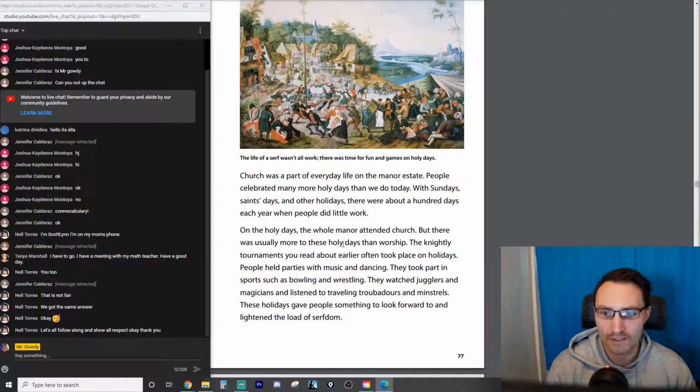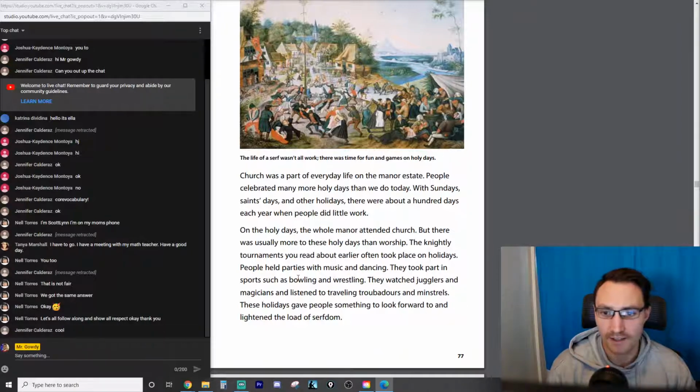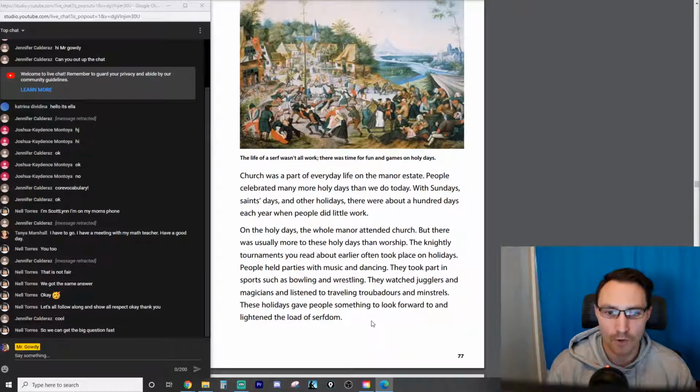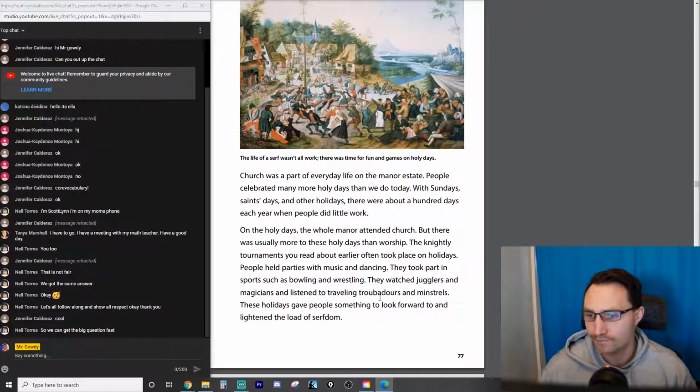On the holy days, the whole manor attended church, but there was usually more to these holy days than worship. The knightly tournaments you read about earlier, or that we kind of read about in King Arthur, often took place on holidays. People held parties with music and dancing. They took part in sports such as bowling and wrestling. They watched jugglers and magicians and listened to traveling troubadours and minstrels. These holidays gave people something to look forward to and lightened the load of serfdom.